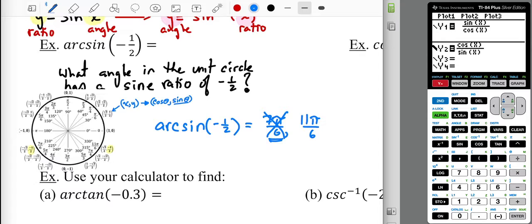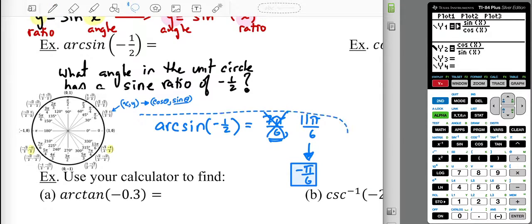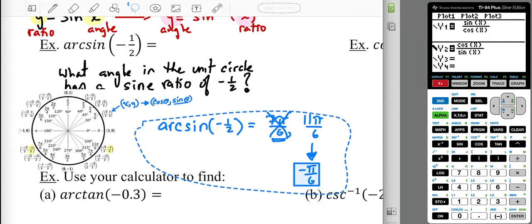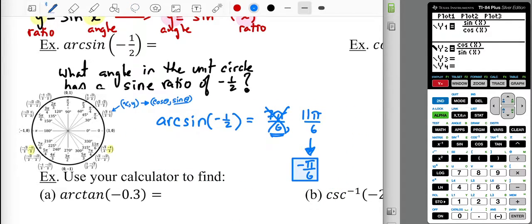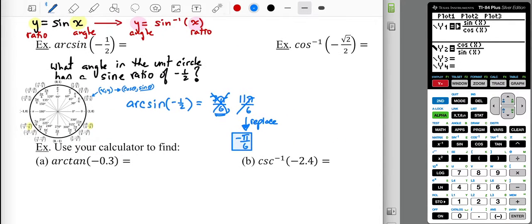So what I would do is translate that to be a -pi/6. That's equivalent. The coterminal angle, same location in the unit circle, so it gets the job done, but we would not want the 11 pi over 6. We'd have to replace it in order for it to be part of the domain.